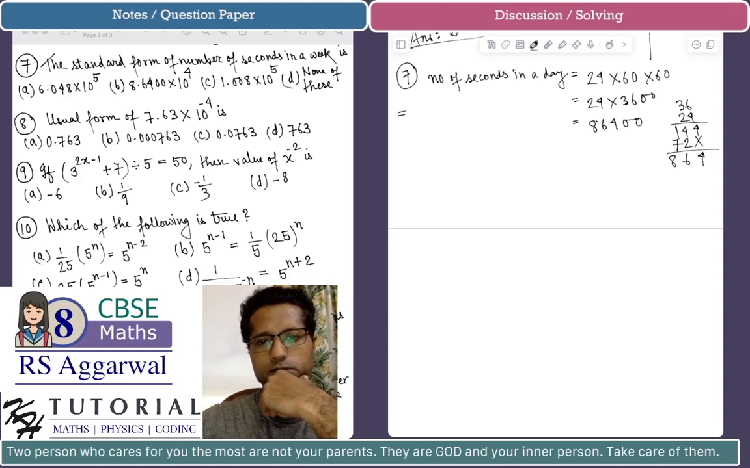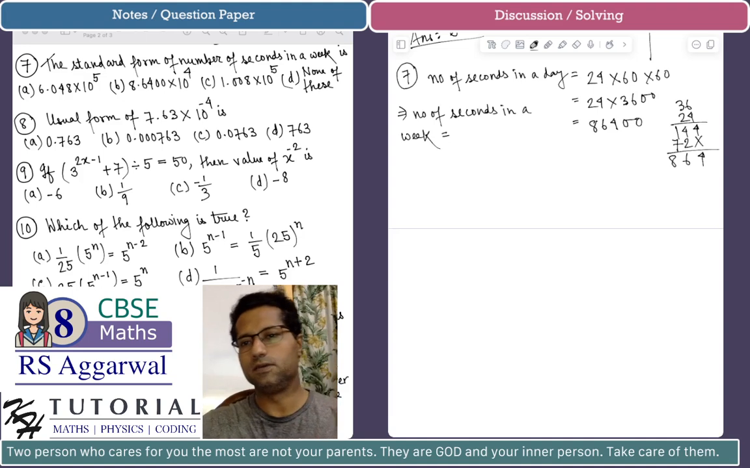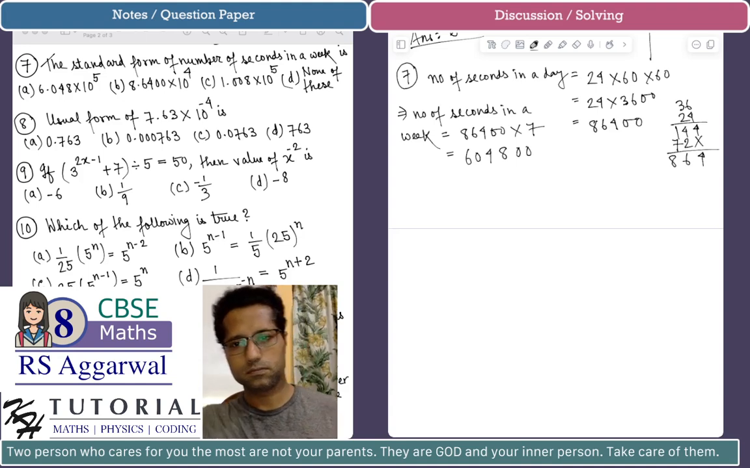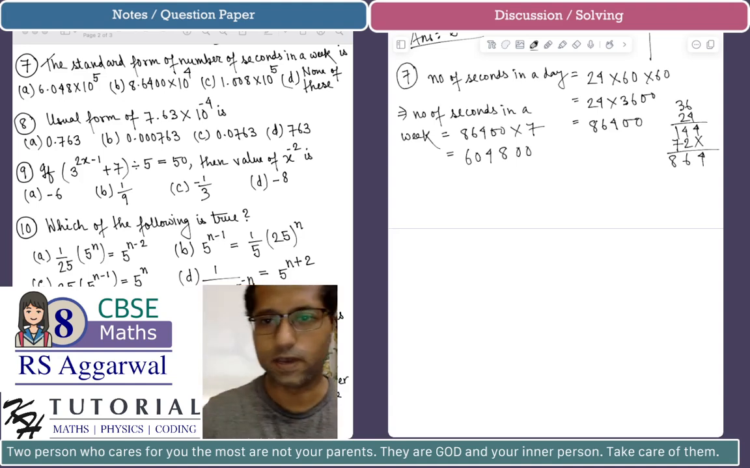So this implies the number of seconds in a week will be, we have 7 days in a week, 86400 multiplied by 7. We have to multiply 864 with 7: 28, 42, 44, 56, 60. 604800. This many seconds we have in a week.